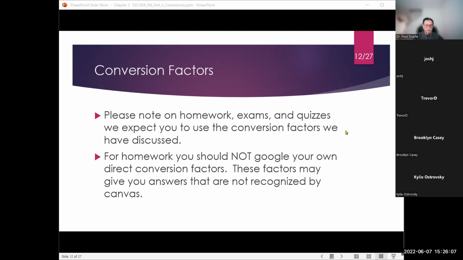Try to do the homework on your own, obviously. There are a lot of examples of conversion factors. The worksheets have a lot of examples. And if you're having problems with them, bring them to class. We're more than happy to go over them and work them through.